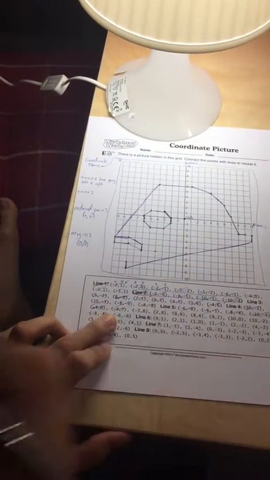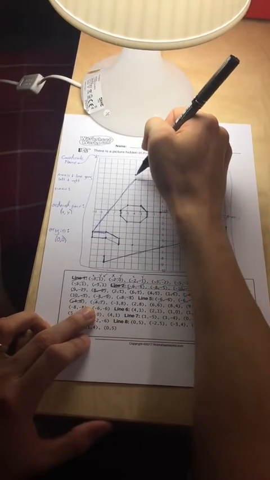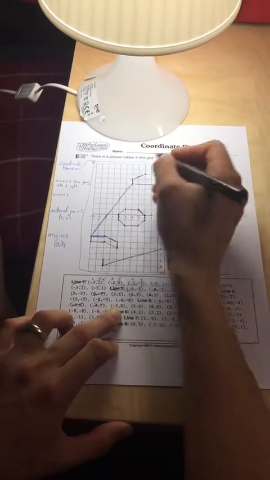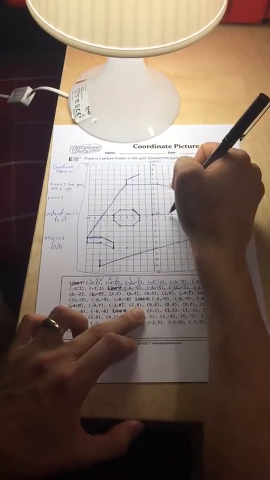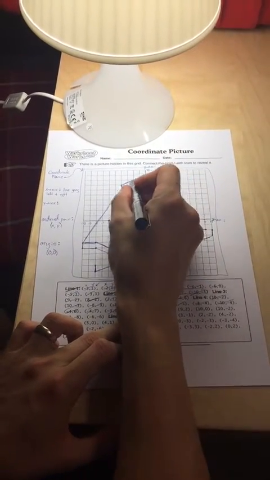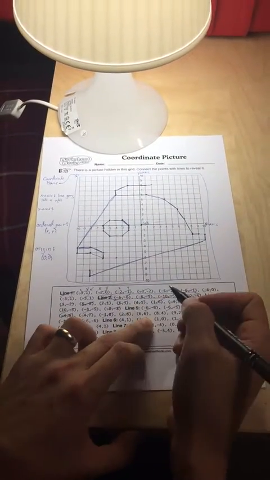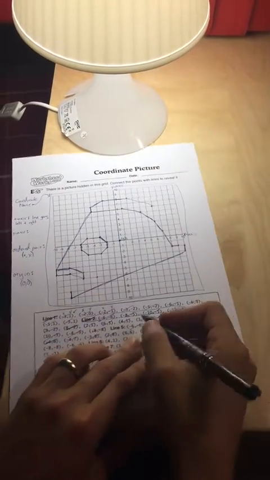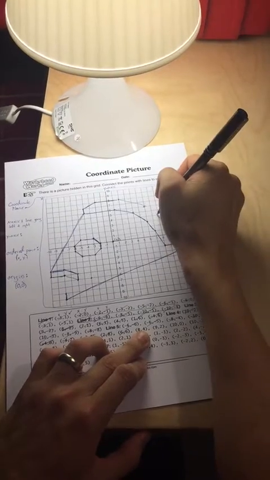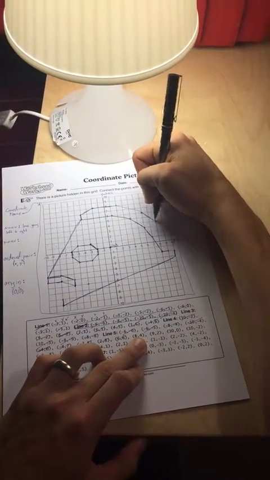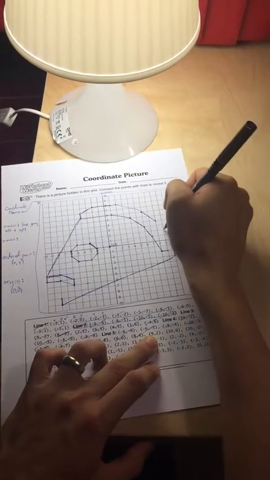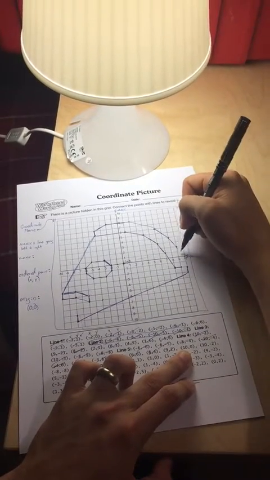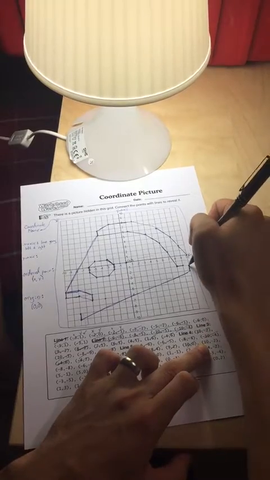Okay. -4, 7. -3, 8. 2, 8. 6, 6. 8, 4. 9, 2. 10, 0. 10, -2.